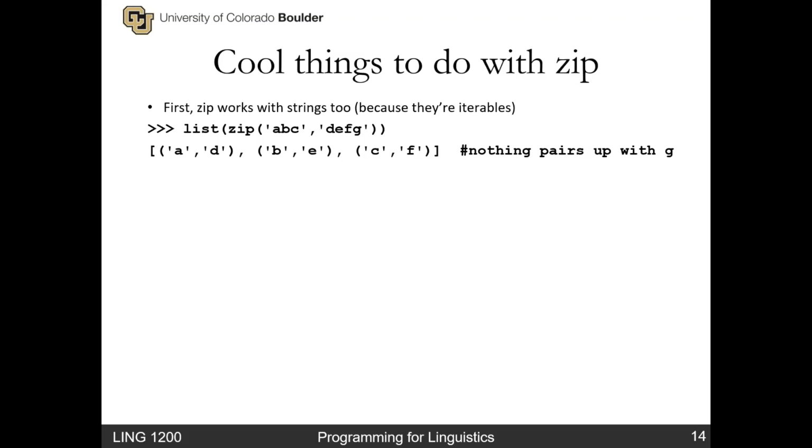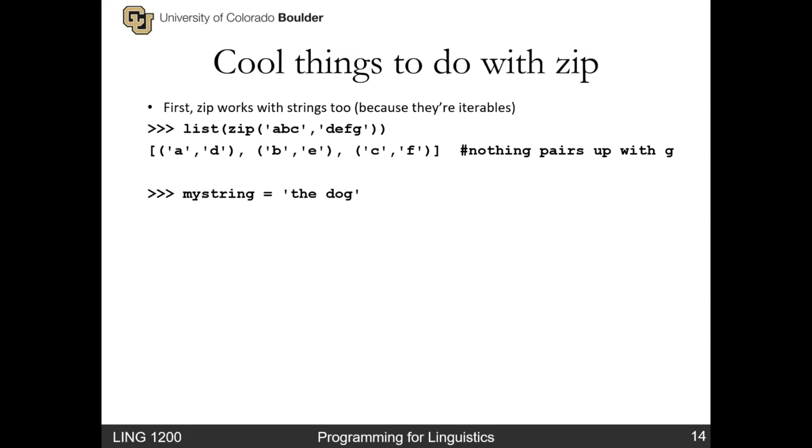So zip ignores the extra. If you have 2 iterables of differing lengths, it's only going to pair up to the shortest one, whatever the shortest is. In this case, we have 3 letters being matched with 4 letters. It's going to take the 3-letter one, and that's all you're going to get. You're going to get a list of 3 tuples. So G is just left out. Whatever's extra is just going to be left off.